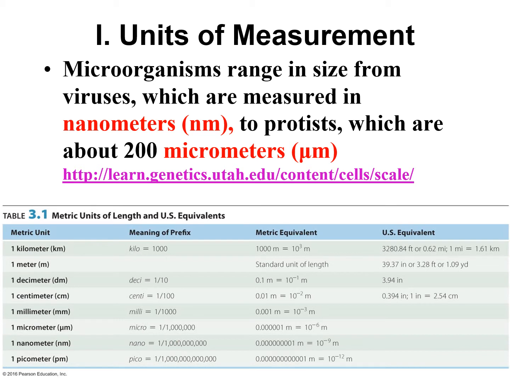And then protists, which are eukaryotic microorganisms and are larger, are measured in micrometers. And micrometers are a millionth of a meter. At home, if you want to click on this link, it's actually really fun to look at. It shows you the size of different microorganisms and gives you an idea of the scale. So that's really good to look at at home.